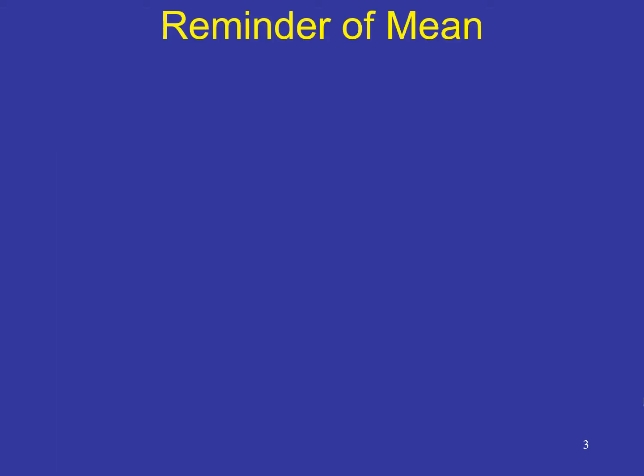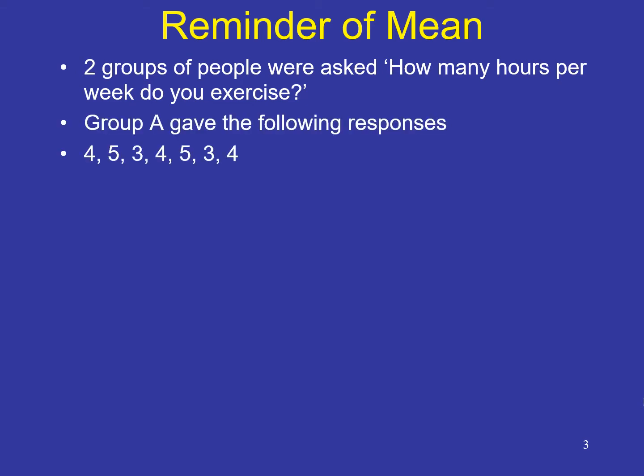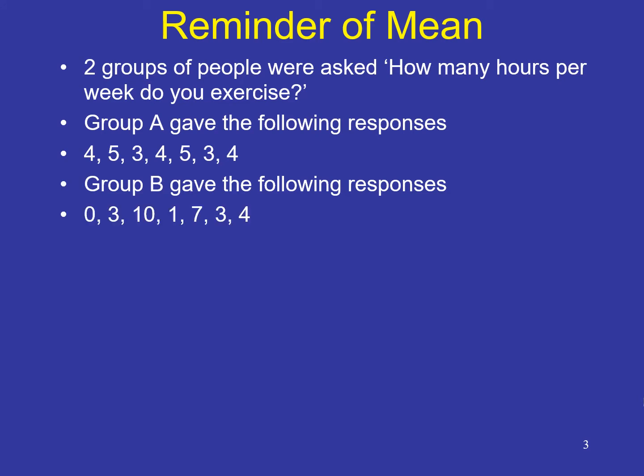First of all, let's just remind ourselves on how to find the mean, which we've looked at in a previous lesson. So imagine two groups of people were asked, how many hours per week do you exercise? And the people in group A gave the following responses. The first person said they exercised for 4 hours, the second person said they exercised for 5 hours, and so on. And let's imagine the people in group B gave these responses. So the first person in group B said they exercised for 0 hours, the next person in group B said they exercised for 3 hours, and so on.